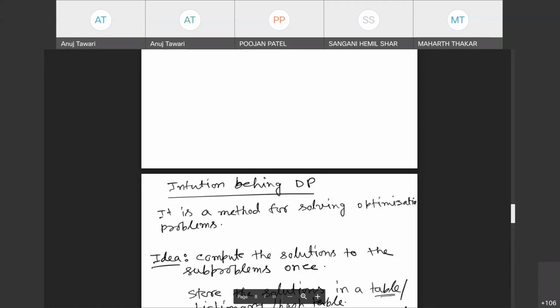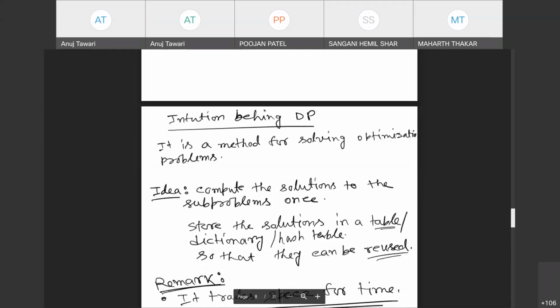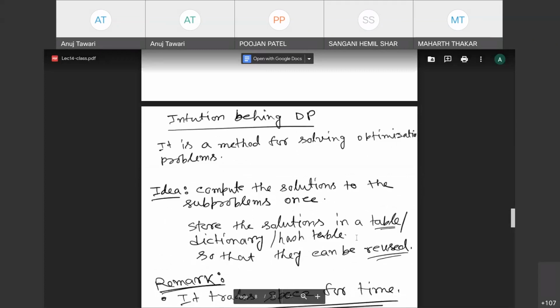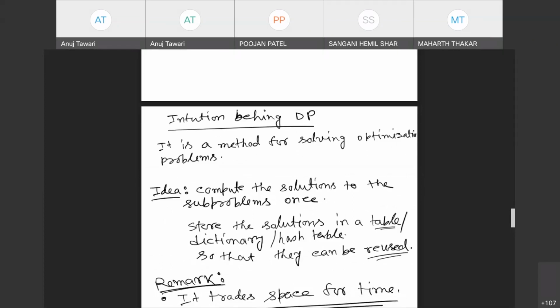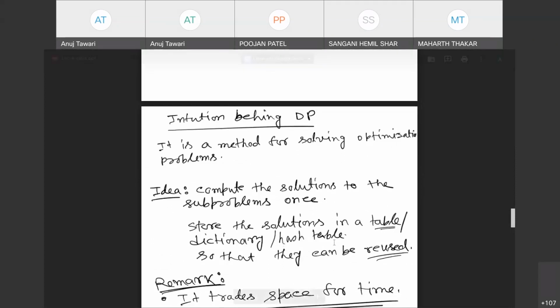And so this is a method for solving optimization problems. We compute the solutions to the subproblems once and store these solutions in some table or dictionary or hash table or an array, so you can reuse them and you don't have to compute the solutions again and again. Obviously you need some extra space to store the solutions in a table or hash table, but yeah, it is okay. You get much better running time at the cost of extra space.